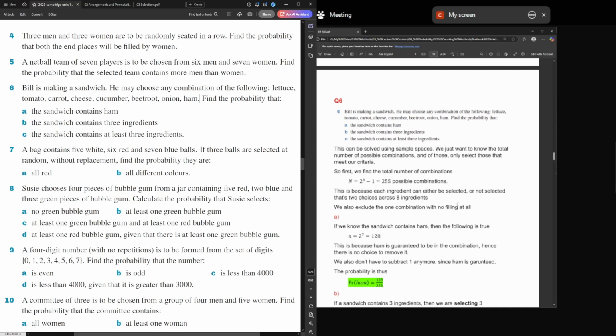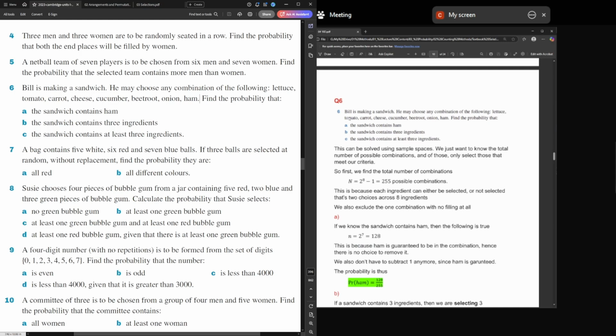That gives you the total number of combinations. And from there, the rest of it's not so bad anymore, because you just go back to what I said before, which is if you want to find the probability of containing ham, then ham is guaranteed. So you go 2 possible choices for lettuce.